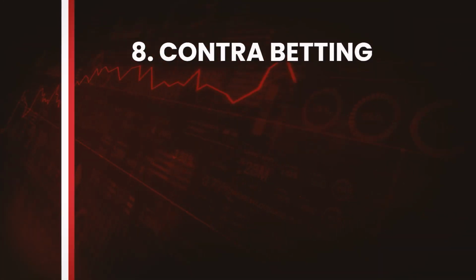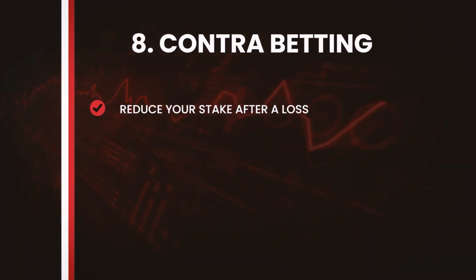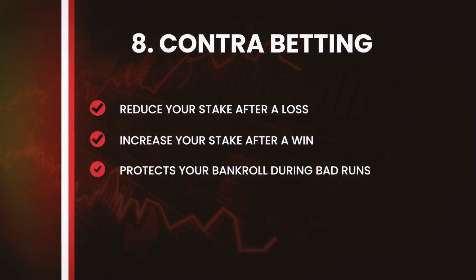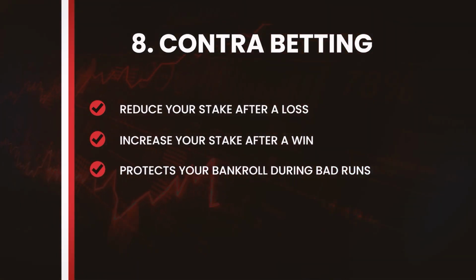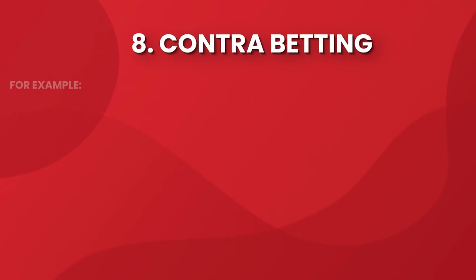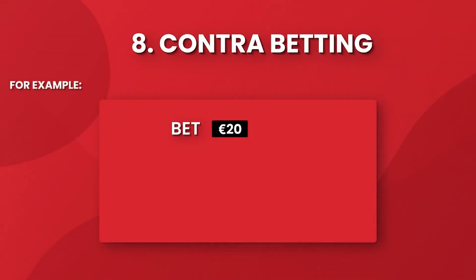At number 8 is contra betting. It is the opposite of progressive plans as it involves reducing your stake after a loss and increasing it after a win to lock in profits. This system is designed to protect your bankroll by avoiding stake increases during bad runs. It is conservative and relies on capitalizing during positive momentum. As an example, if you bet €20 and win, your next bet could be €30. If you lose, you would drop back to €10.